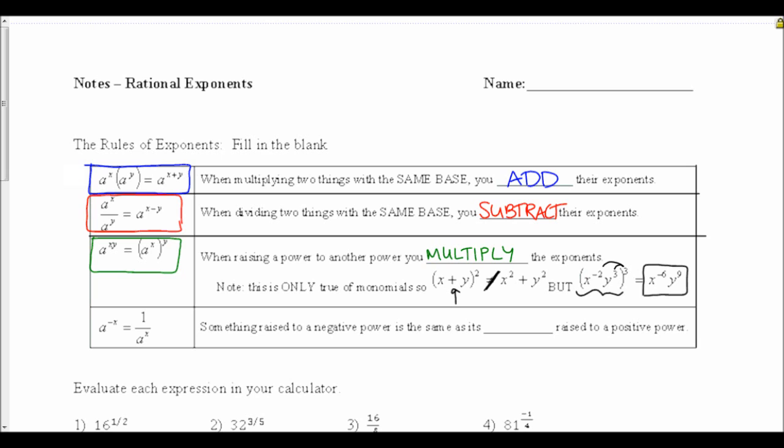the next rule. In the next rule, we have a to the negative x is equal to 1 over a to the x. Something raised to a negative power is the same as its reciprocal raised to a positive power.